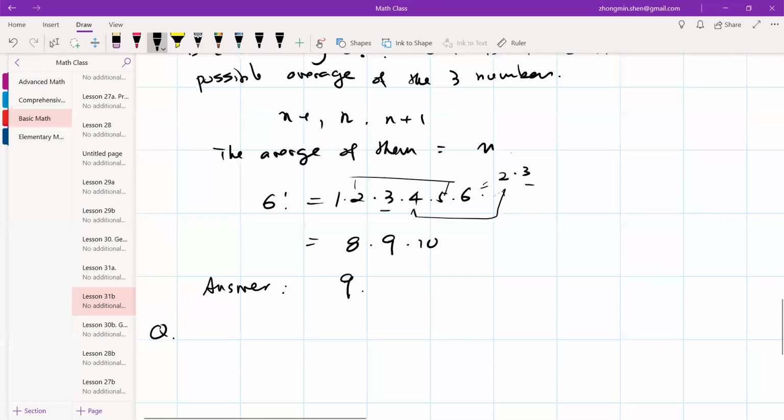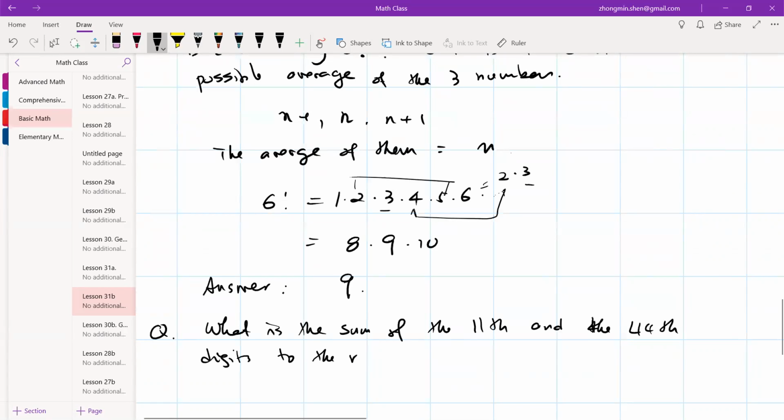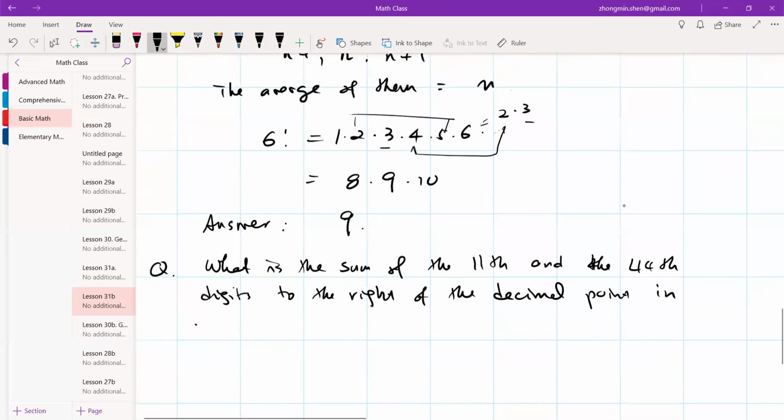One more number series problem. So what is the sum of the 11th and the 44th digits to the right of the decimal point in the decimal representation of the number, okay?